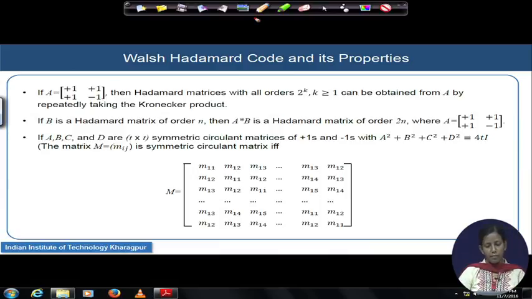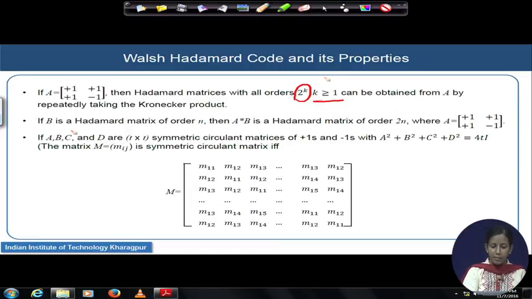Suppose A is given by +1 +1 +1 -1. It is a Hadamard matrix, and Hadamard matrices of all orders 2 to the power k, where k is greater than or equal to 1, can be obtained from A by repeatedly taking the Kronecker product. So if A is this, you can generate several Hadamard matrices from A by simply increasing the order to powers of 2, the way we have shown earlier.